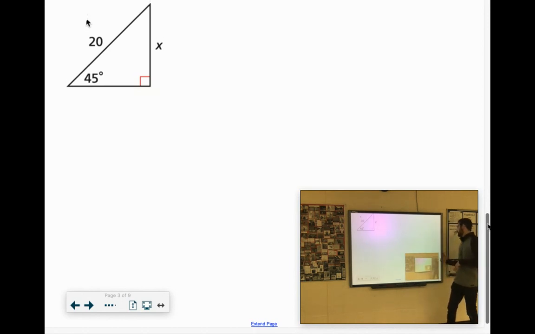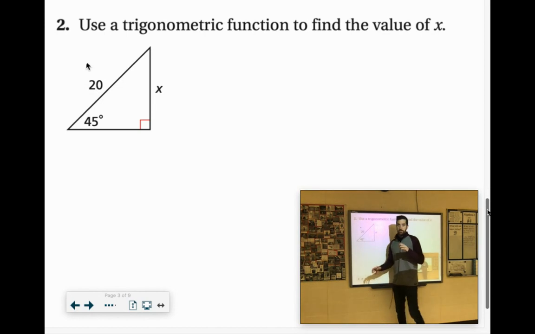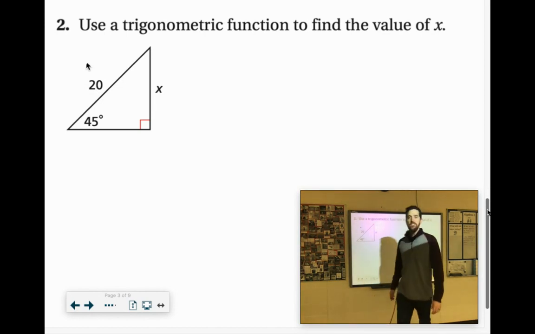Alright. So now we are given the hypotenuse of this. Oh, I ran out of time. Mr. Plant, you're just talking too much, dude.